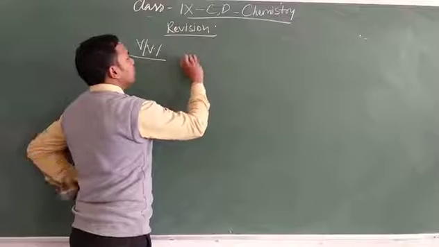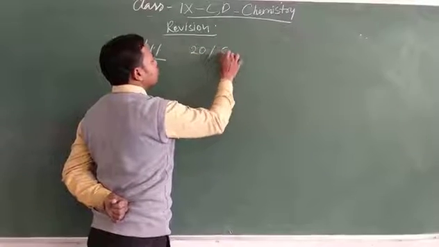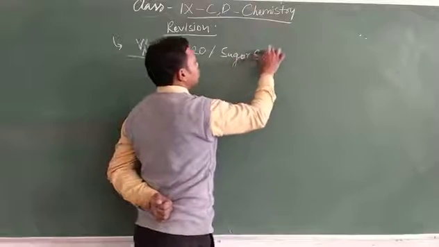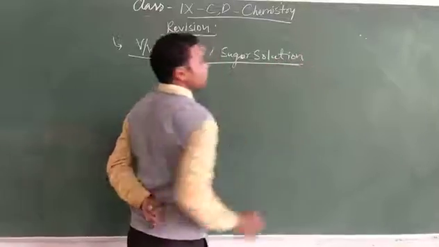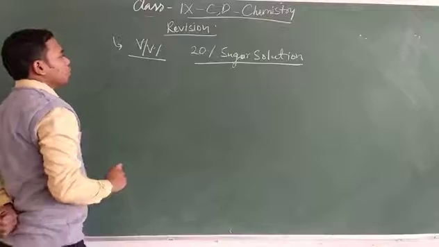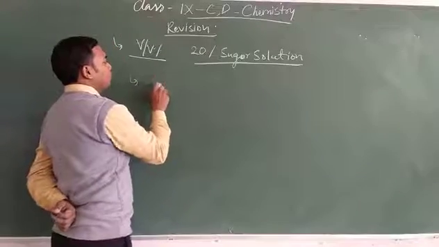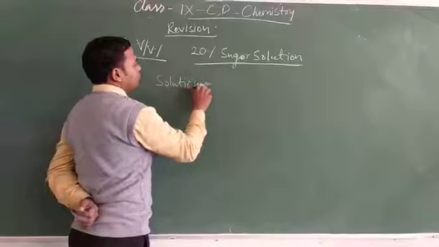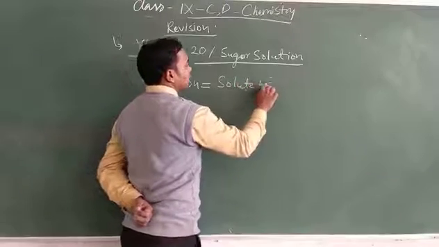Suppose 20 gram, 20% sugar solution. So what does it mean? It means that we know that solution is equal to solute plus solvent.